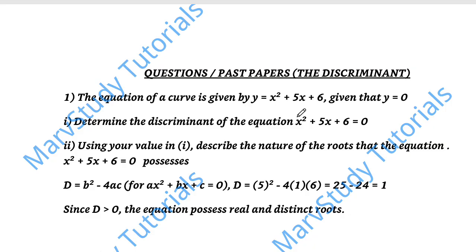So all we need to do is to substitute in the formula b squared minus 4ac. And in this case, the value of a is 1, the value of b is 5, and the value of c is 6. So if you do that, we have 5 squared minus 4 times 1 times 6. So 5 squared is 25. 4 times 1 times 6 is 24. 25 minus 24 is 1. And so since the value of d is greater than 0, then we can deduce that the equation possesses real and distinct roots.